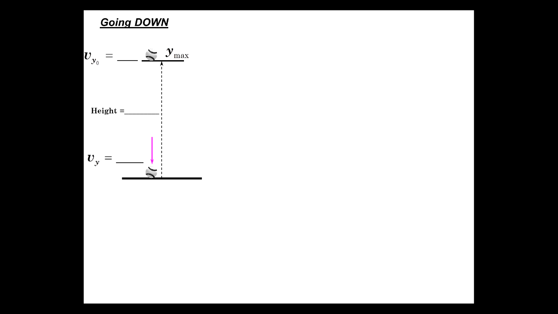Let's now go ahead and analyze the path back down. So we've gone up, and we're gonna go back down. So we have a situation where here's the ball up at the top, and in the final position, it's down here. This would also correspond to the final velocity that we're trying to find. We know the height. It's 31.25 because we've already solved for that.